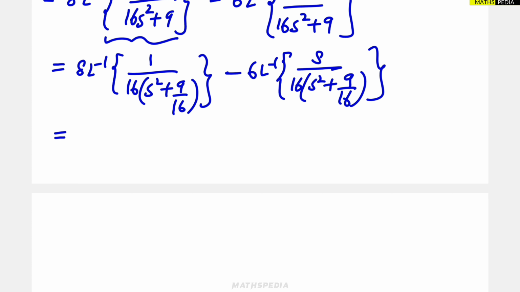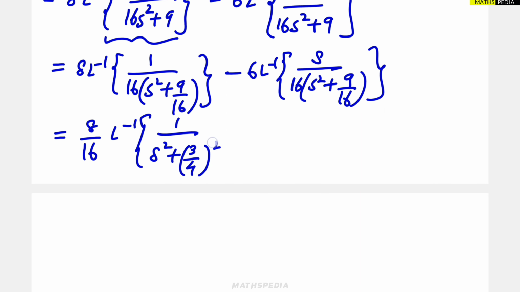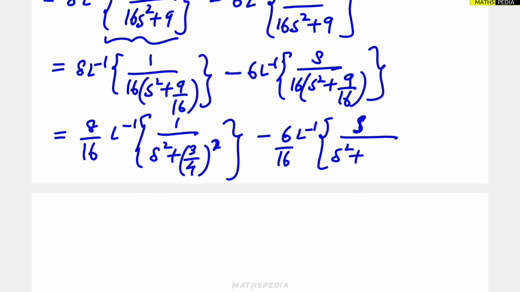Right? You can take 8 divided by 16 outside into Laplace inverse of 1 divided by s square plus 9 by 16, which can be rewritten as 3 by 4 the whole square. Right? Because we are trying to bring it in the s square plus a square form. Minus 6 Laplace inverse of, now 16 can be brought outside, Laplace inverse of s divided by s square plus, here also the same thing you can apply, 3 by 4 the whole square.